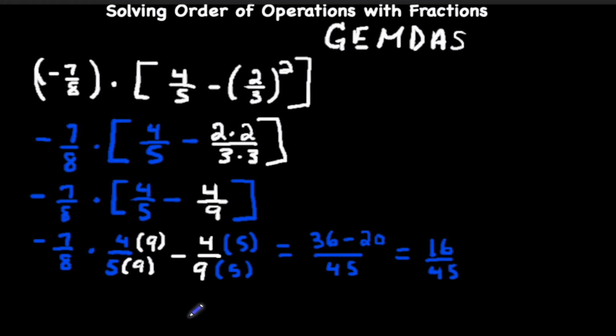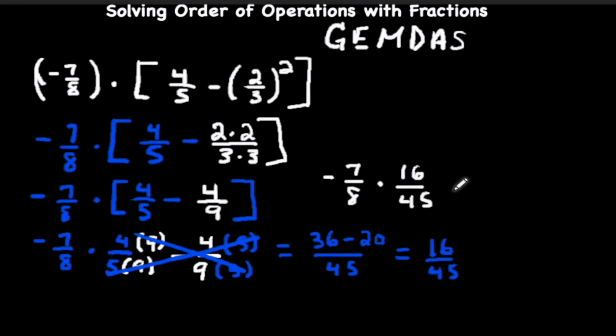But we are not finished yet. So we're finished with this. So now let's bring everything else down that we were working with. So we have negative 7/8. So we'll bring that up here so that way there's more room. Negative 7/8 times 16/45.